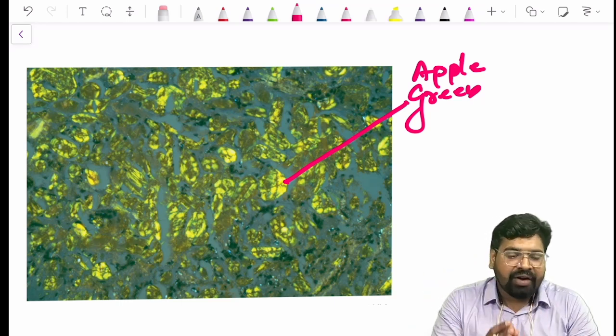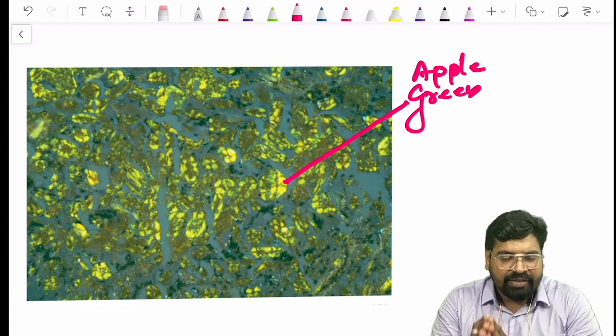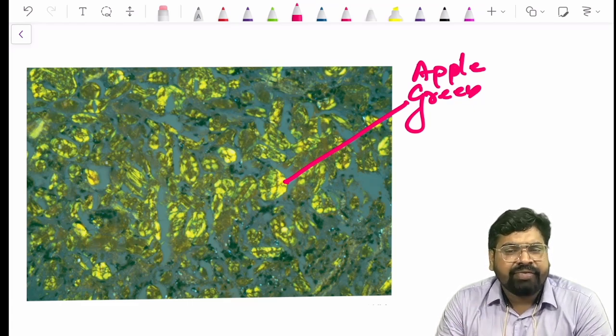Okay, so I hope you understood CEOT. These are certain important areas that they ask for.